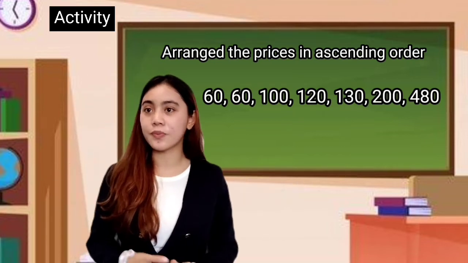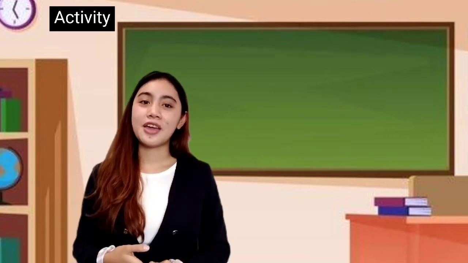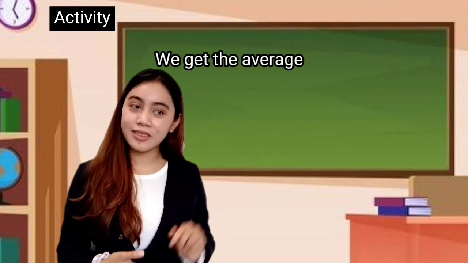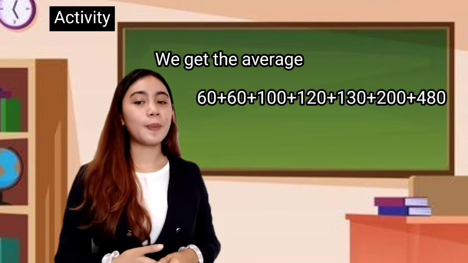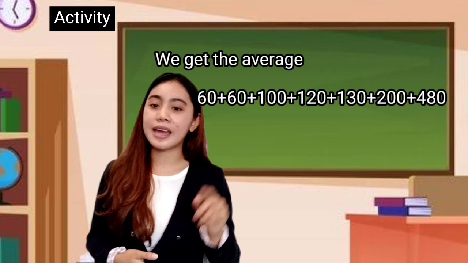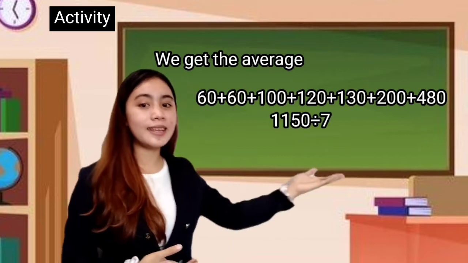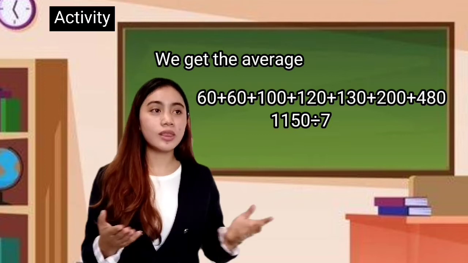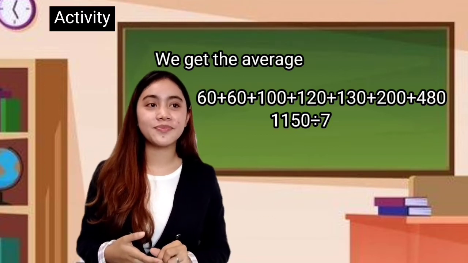What else did we do? Yes, Christine. Okay, we also got the average. How did we get the average? Yes, Jake. Okay, by adding all of the set of prices and dividing it by the number of values being added. That's right. And what is the average of the data?